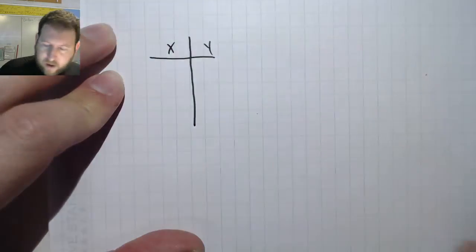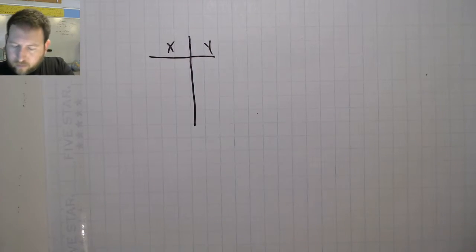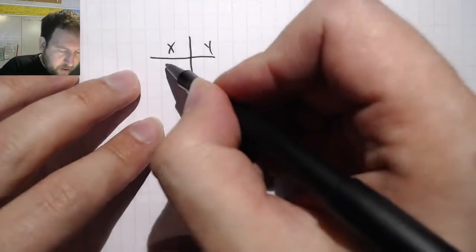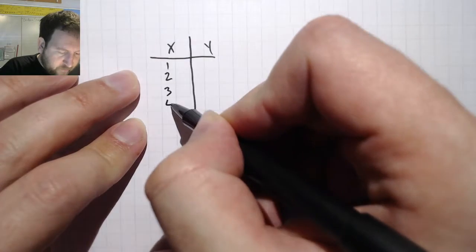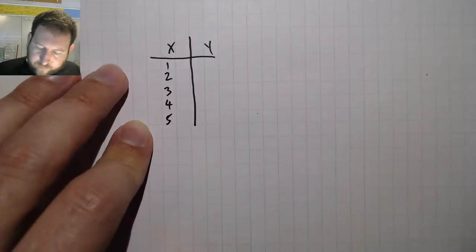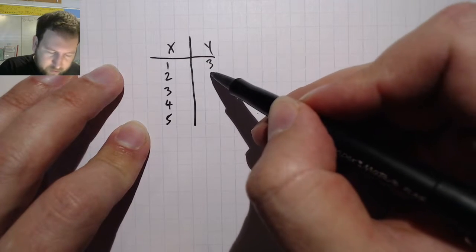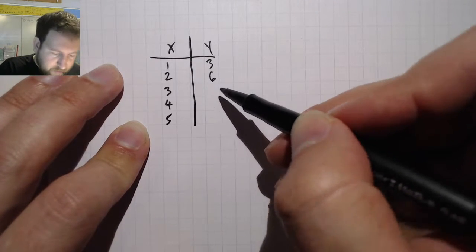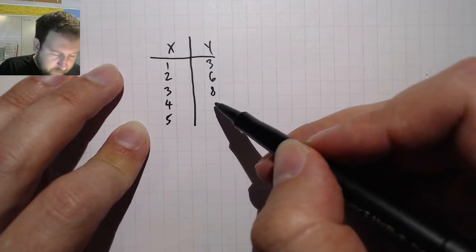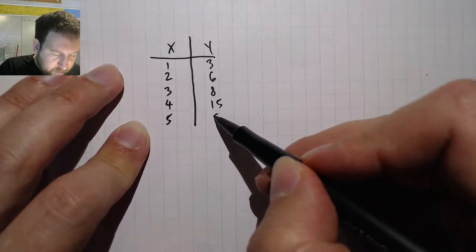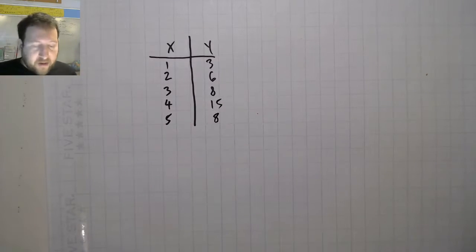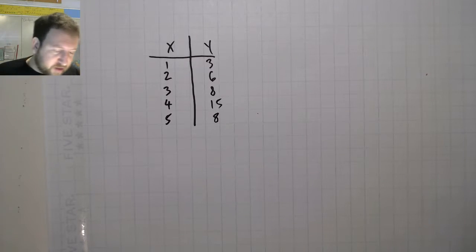X and Y. Okay, I have 1, 2, 3, 4, 5. And here I have 3, 6, 8, 15, 8. Okay, you might notice already what's going on, but we're going to map our changes anyway.